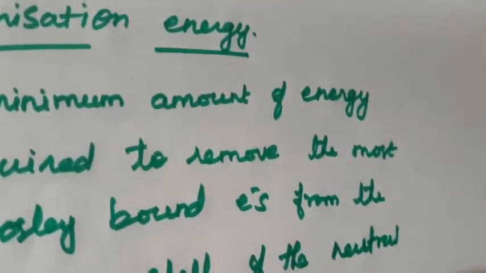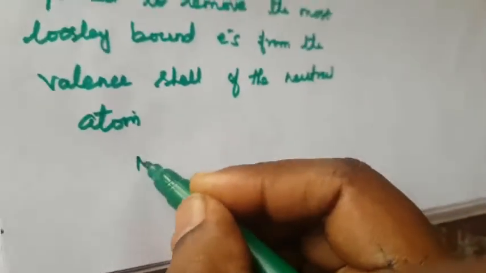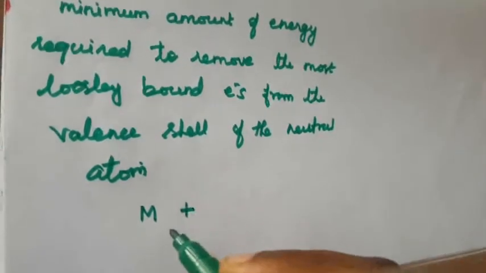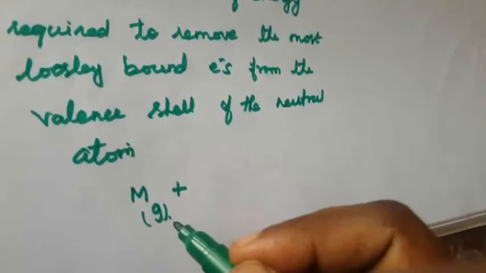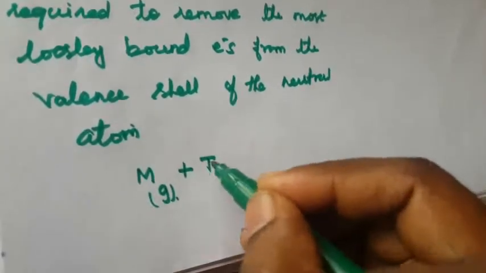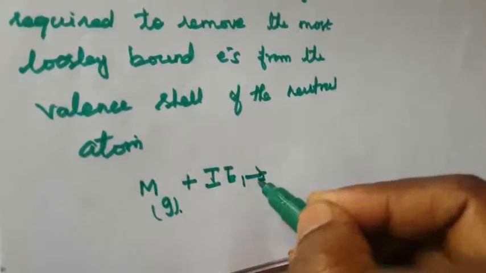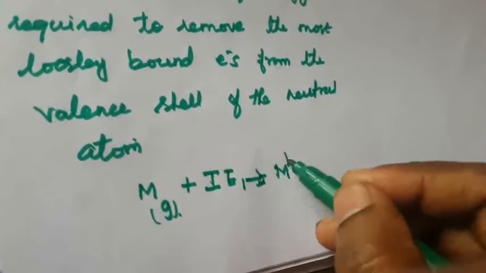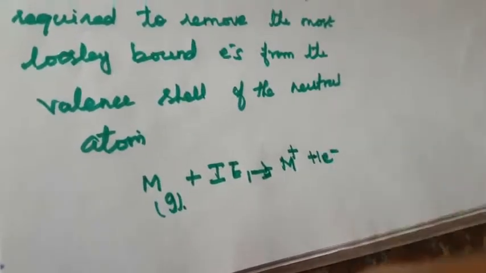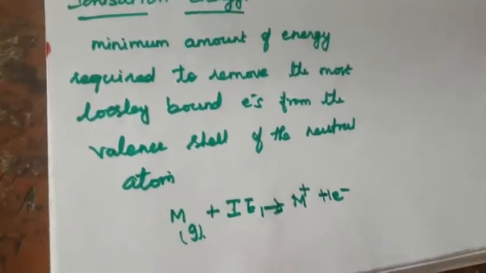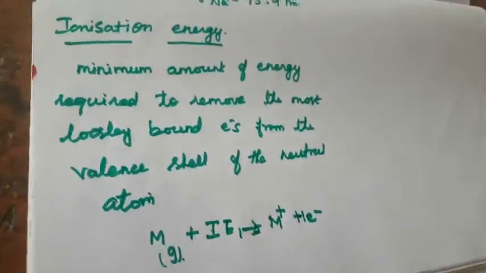So how to understand this concept? This is the metal, right? Metal in the gaseous state. The metal we remove from must be in the gaseous state. That is represented as ionization energy 1. So it loses one electron, that is M plus ion plus 1 electron. Okay, remove that electron. This is called the first ionization energy. IE1 is the first ionization energy.